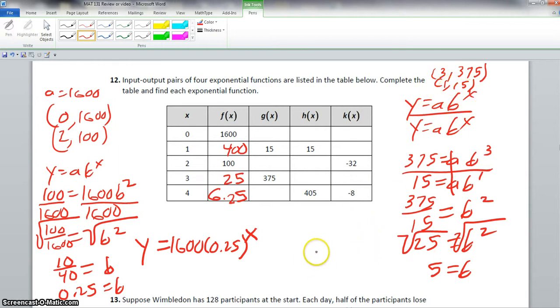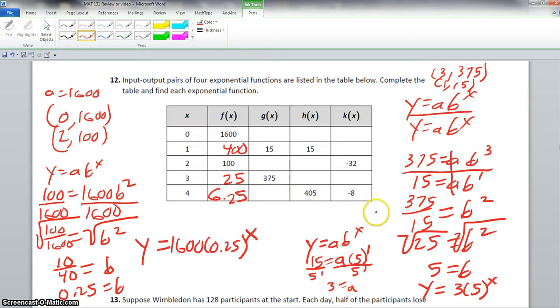So we could have y is equal to ab to the x. And then our y is 15. Our a we don't know. Our b is 5. And our x here is 1. So we'll divide each side by 5 to the first. And that will give us 3 is equal to a. So our equation is y is equal to 3 times 5 to the x.